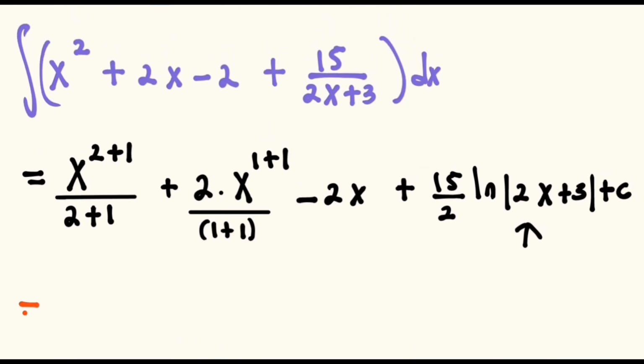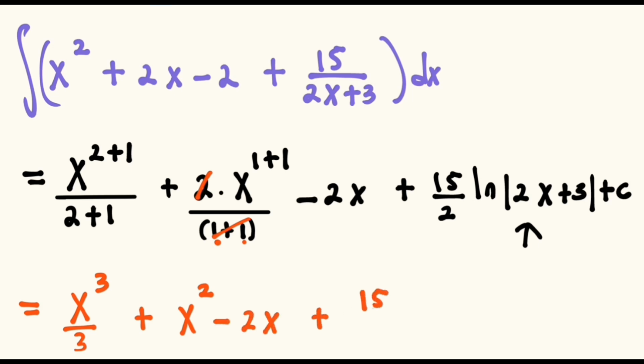Finally, this will simplify to x raised to the power 2 plus 1, which is equal to 3, divided by 3, plus 1 plus 1 is equal to 2. So this 2 and that 2 will cancel out. x raised to the power 1 plus 1, which is equal to 2, minus 2x plus 15 divided by 2 multiplied by the ln of 2x plus 3, and we have our constant c. So this will be our answer for the last question.